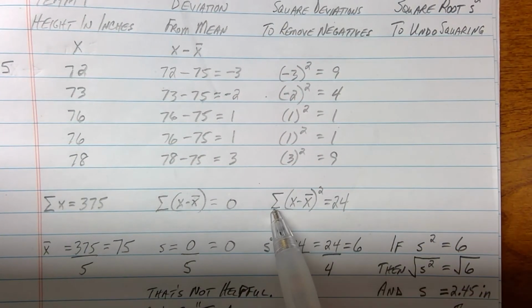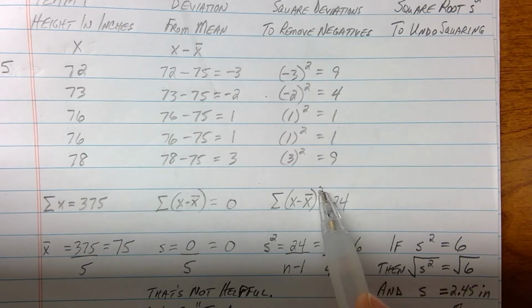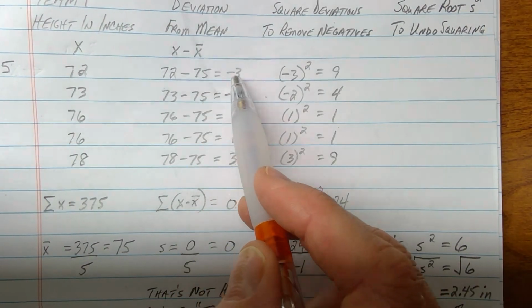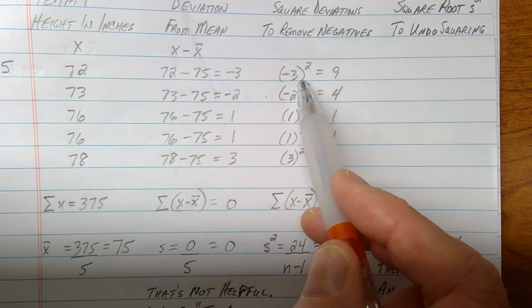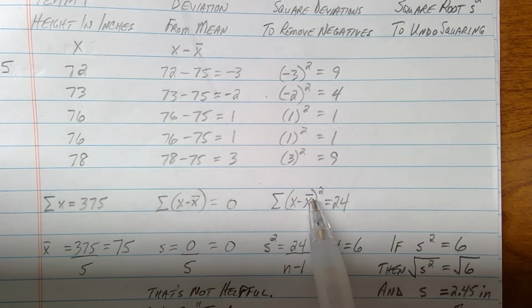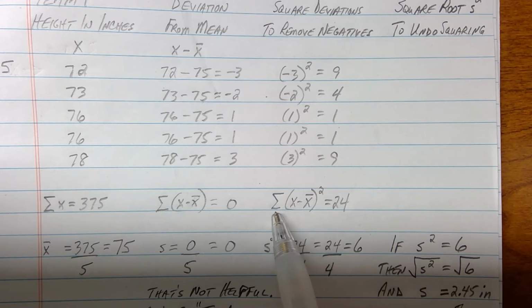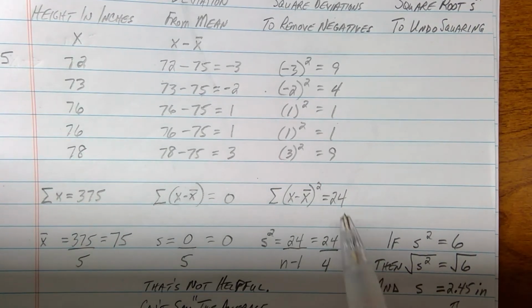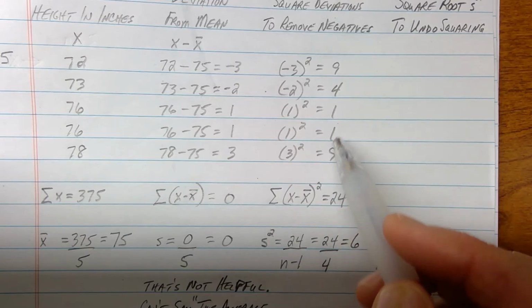So I'm going to add the squared deviations, all right? The deviations were over here. This is my deviation, negative 3, which I then squared. So I squared the deviation. I'm going to add them all up. That's 24. All right, and now I'm going to average it. So I want to take 24 and divide it by 5.